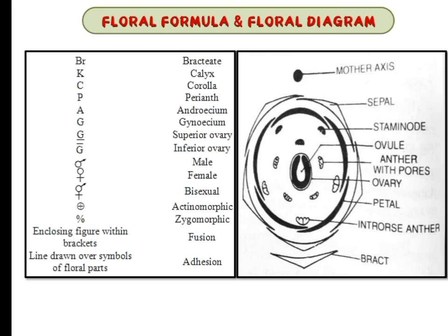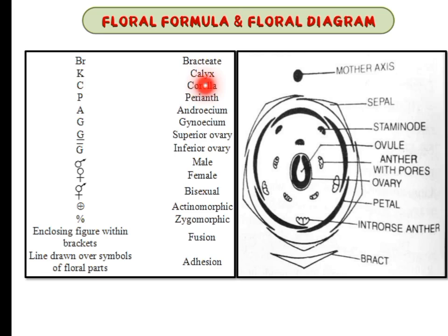These are the symbols which we use to prepare the floral formula, and this is the floral diagram. This is a sample floral diagram. Then bract. We already discussed what a bract is. A leaf-like structure which is present at the base of the pedicel. Pedicel is the stalk of the flower. If a flower has a bract, we will call it bractate. We will represent BR for those having bract.